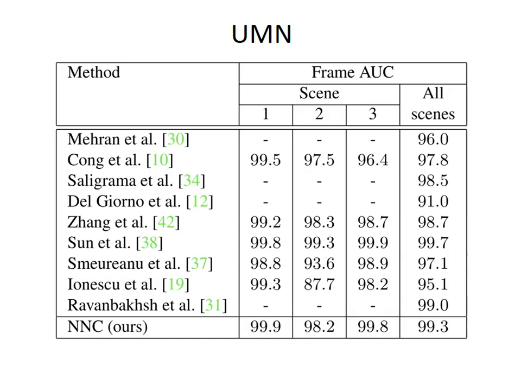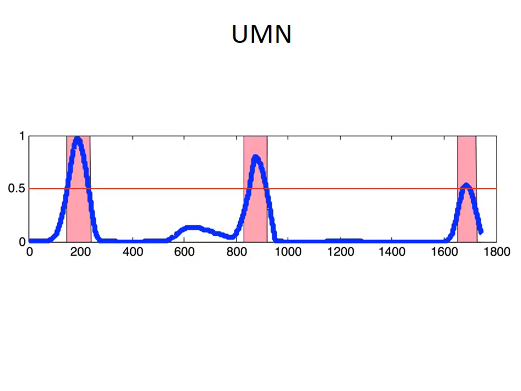And finally, these are the results on the UMN dataset, which seems to be the least challenging one. Our approach attains a frame level AUC of over 99%. In this figure, we illustrate the frame level anomaly scores on scene 3 from UMN in blue, against the ground truth labels in pink. Once again, we set a threshold of 0.5 to single out abnormal frames.